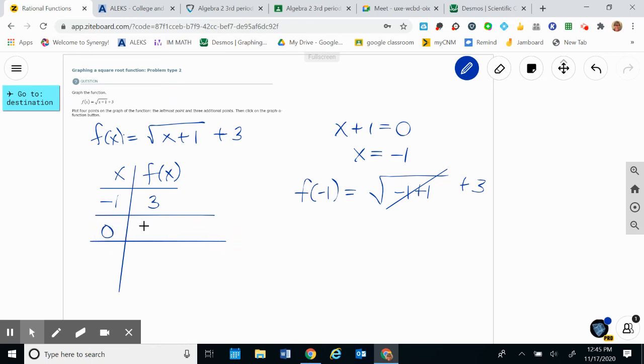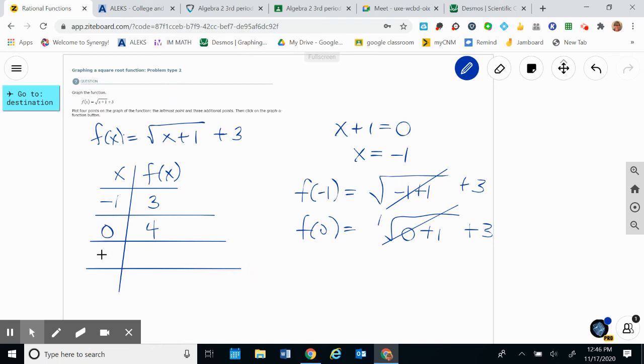Okay, then we're going to plug in 0 to make it 1, right? So look, if I plug in a 0, it's going to, why am I doing these so long? Holy crap. Let's try that again. Okay, if I plug in a 0, I'm going to get 1. The square root of 1 is 1. 1 plus 3 is 4.